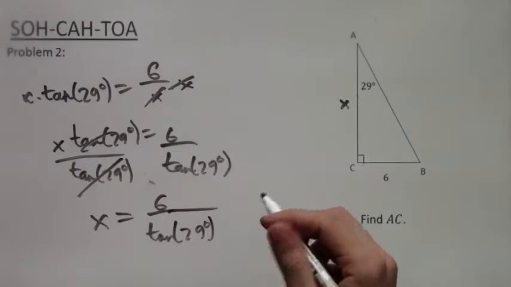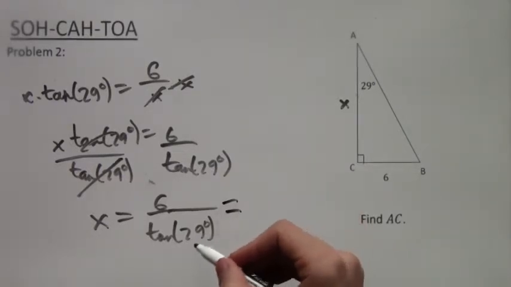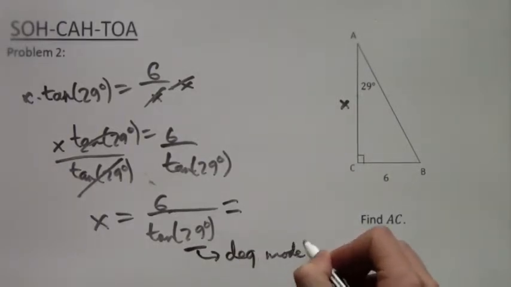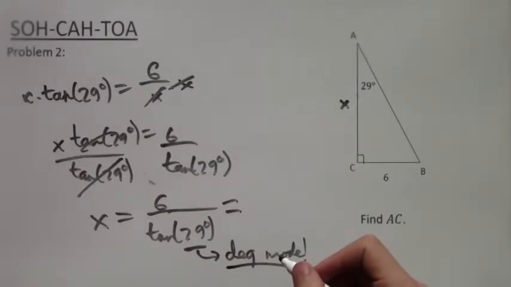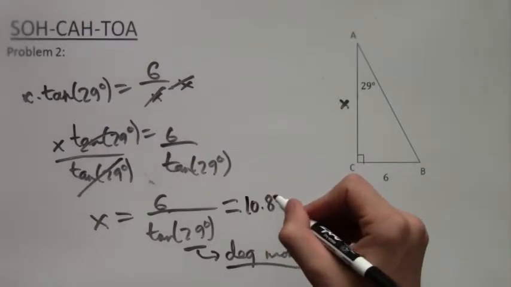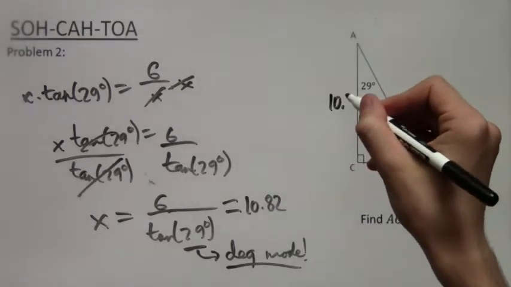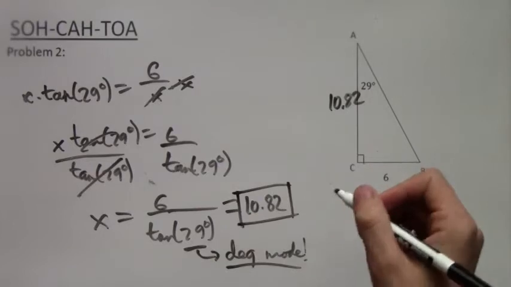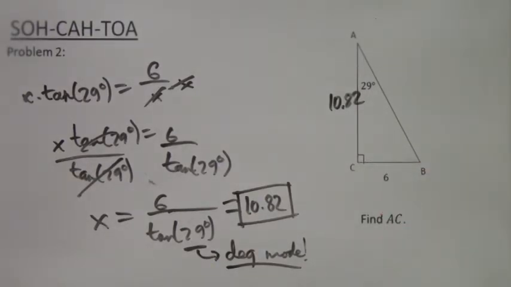And this is something we can just plug into our calculator. So I plug it in, and once again, you need to be in degree mode. I'll keep repeating this. And when we plug it in, you get 10.82. So the value of X is 10.82. All right, great. So let's move on to the last example.